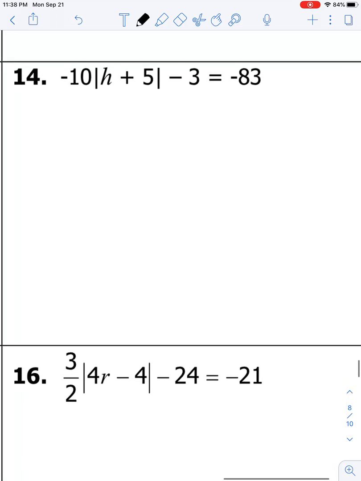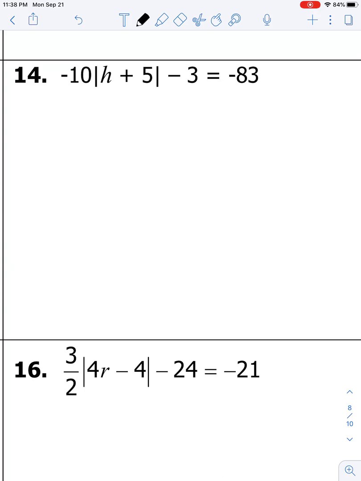$14. Get a little bit more complicated. All right. Now, a lot of people look at this and they're like, all right, the absolute value is clearly not by itself. It's got a negative 10 in front of it, which means multiplication, and then it's got a minus 3 behind it. So we got to do a couple things here to get rid of this. All right. So which one do I do first?